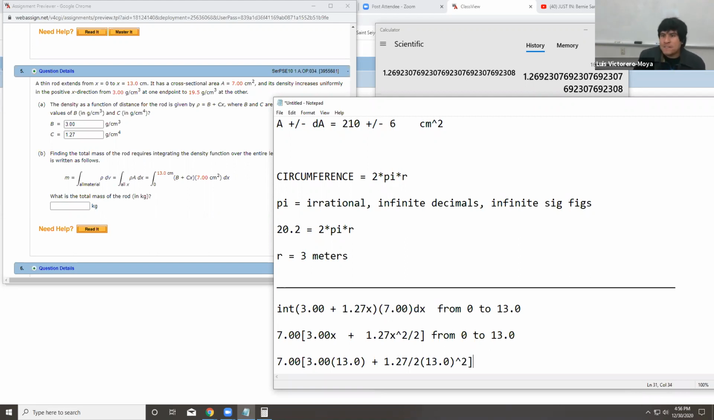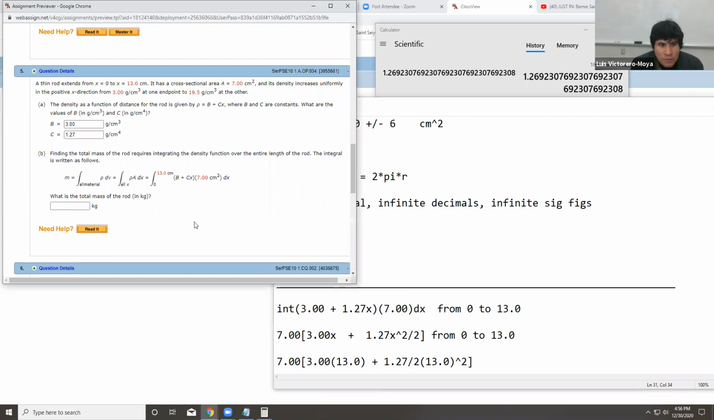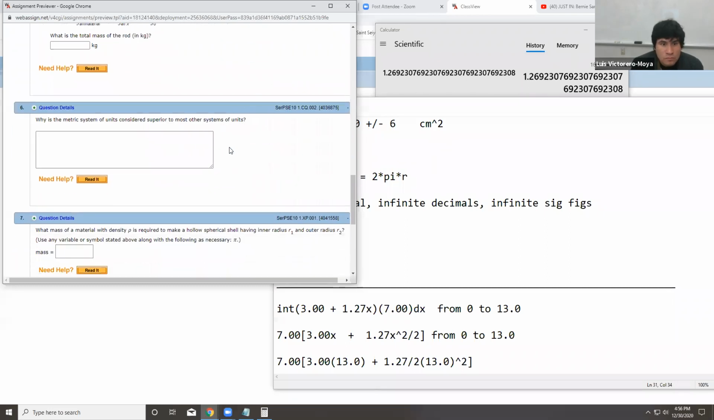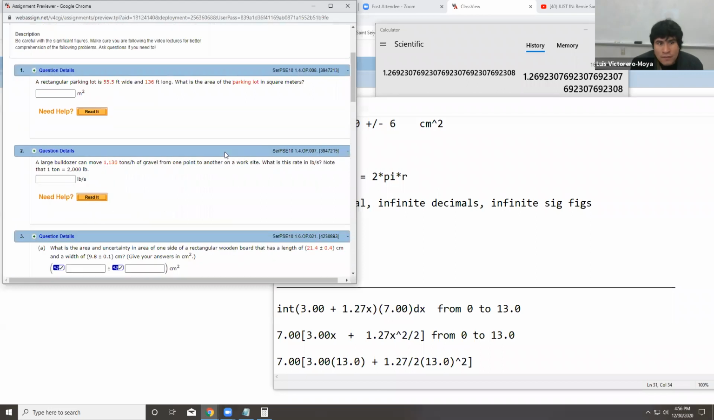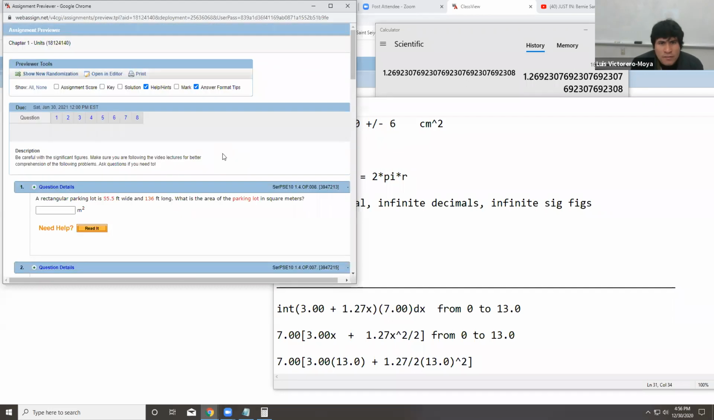Be careful with the sig figs, guys. I gave you 80% of the problem there. The mass will be in grams. You have to divide by 1,000 to get into kilograms, all right? Be careful with that. So I hope that this helps, guys. I will be opening office hours. Practice this, all right? Remember, you can always go into this to read the problem, to get some hints.